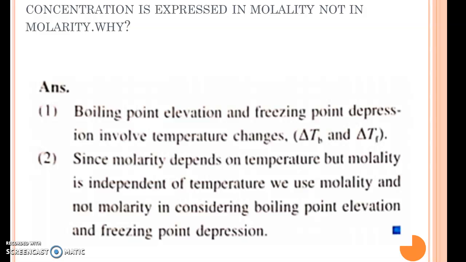While considering boiling point elevation and freezing point depression, a solution's concentration is expressed in molality, not in molarity. Why? Boiling point elevation and depression involve temperature changes. You have to write the answer in 2 points, and this is a really important question. This was also asked in a previous year paper, I guess 2016 or 15. You have to write the proper reason. You can pause the video and note it down. Why boiling point elevation and freezing point depression are expressed in molality and not in molarity. Really important.